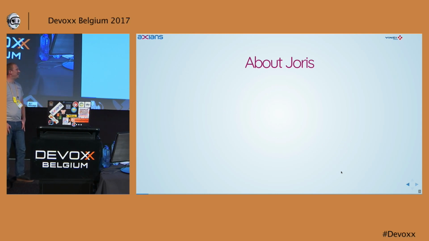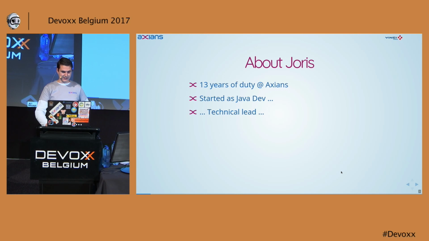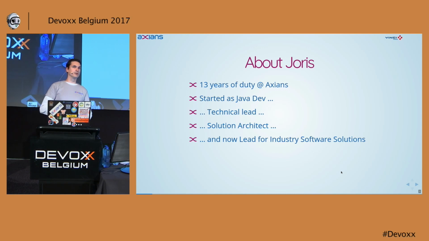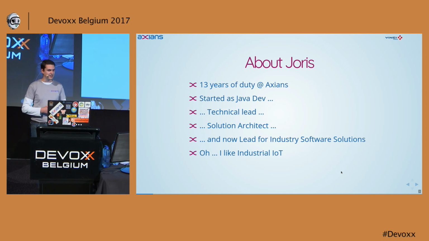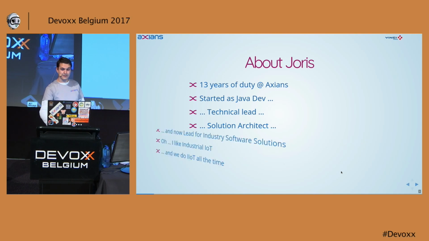Since this is a partner talk, I'm going to do the commercial stuff. Just to introduce me quickly: I'm already for 13 years at Axians. Well, that's the longest time I could be because I'm not old enough. I started as a Java developer, did some technical lead, then some solution architecture, and currently I'm lead for our industrial software solutions, which is a core activity for Axians in Belgium. And of course, if I'm doing industry, I really like industrial IoT. We are a company that is doing industrial IoT all the time, so we are doing real projects and real cool stuff with IoT, how to apply it.